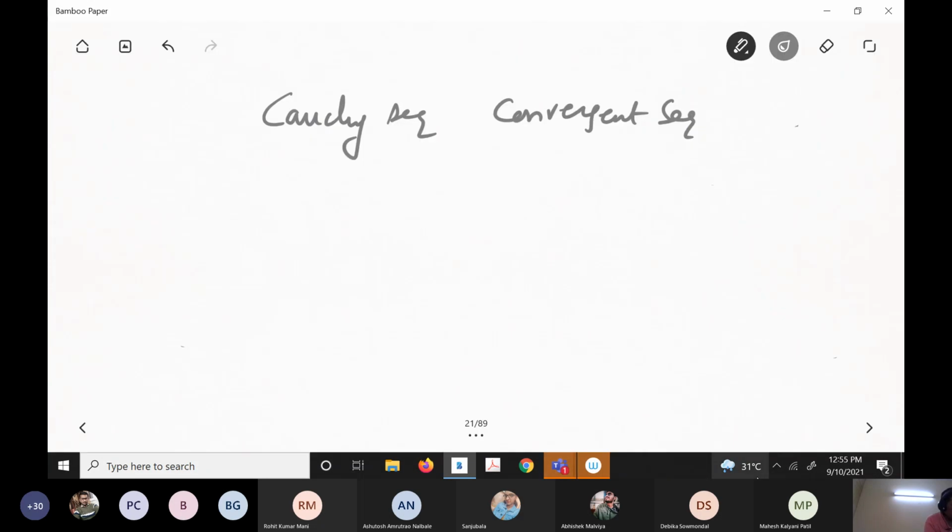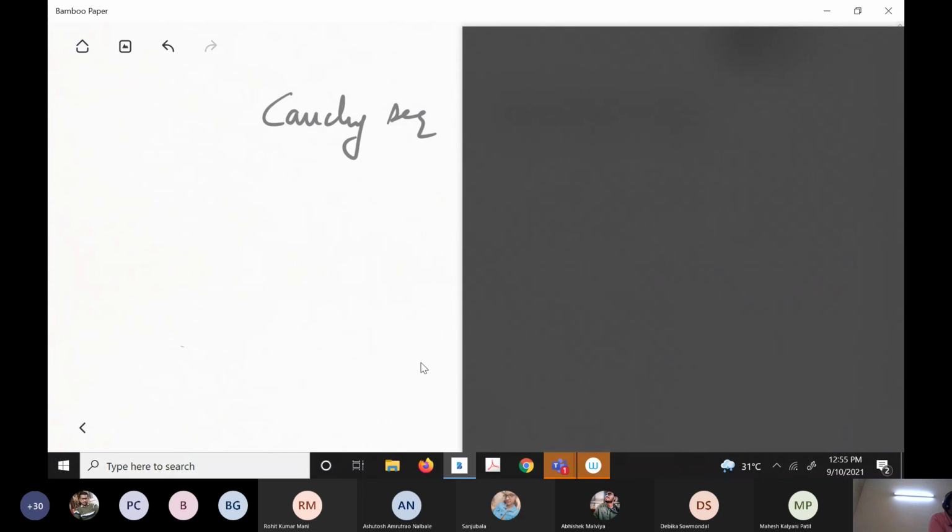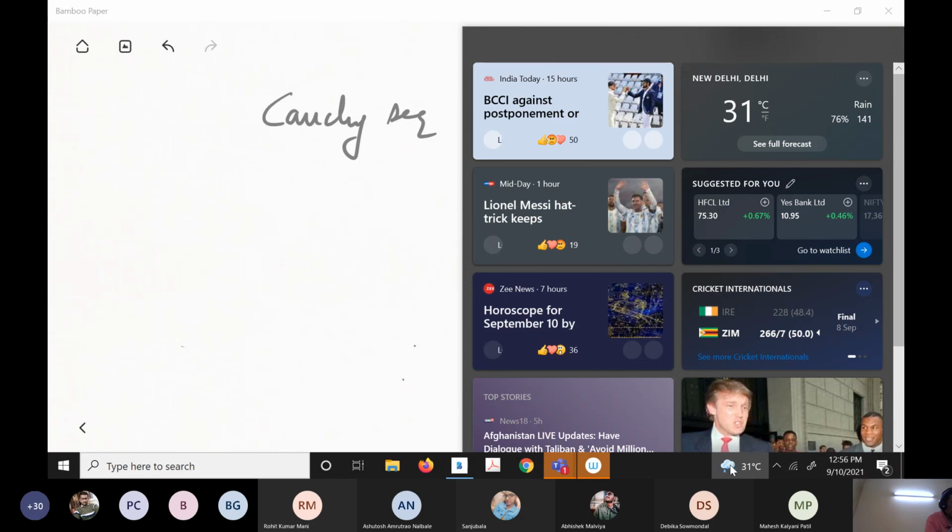क्या हो गया? Every convergent sequence, अरे ये तो बहुत ही झंझट कर रहा है. ये कहाँ से आ गया? कहाँ से आ गया?